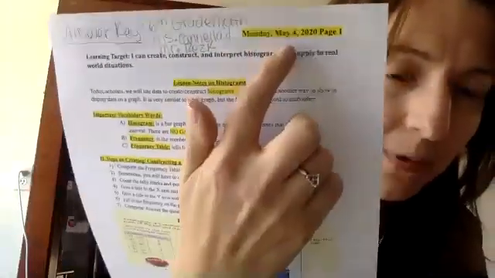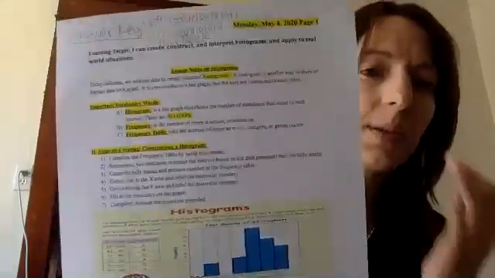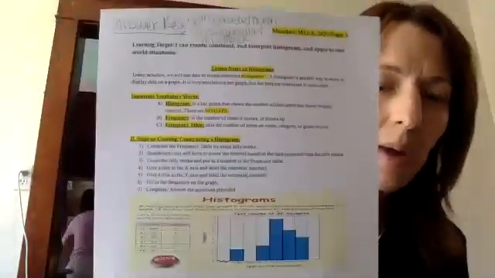All right. So let me tell you guys what we're going to be working with today, okay? We are going to be working with histograms. We are working on the packet today that says Monday, May 4th of 2020. So everyone, this is the page I need you to be on. Yours is, I'm pretty sure, in black and white, and mine is in color.